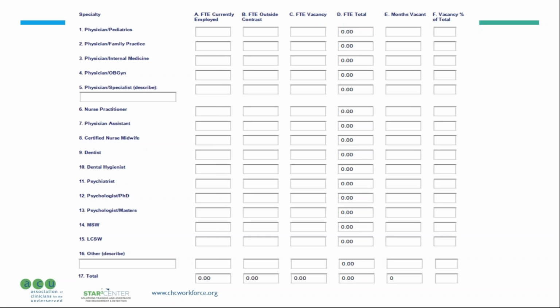Column E, we'd like to know how many months you've had that vacancy. If you have more than 1 vacancy, then give us the total number of months. So if you've had 2 vacancies of 12 months each, put 24 months in there. And that gives us a kind of the depth of what your vacancy issues are, your recruitment issues. And then the last column is the calculation.